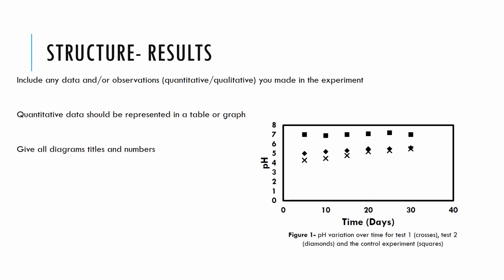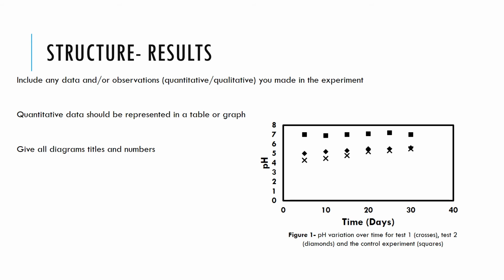The results section then is where you should include any data and any observations, and they can be quantitative or qualitative, that you made in the experiment. Any quantitative data should be represented in a table or a graph, and I would urge you to think very carefully about the most efficient way to present your data. So if you have reams of data in a table, it may not be very efficient to simply include the table in your report, and you may wish to present that in graphical format because it's much more readily interpreted by the reader.